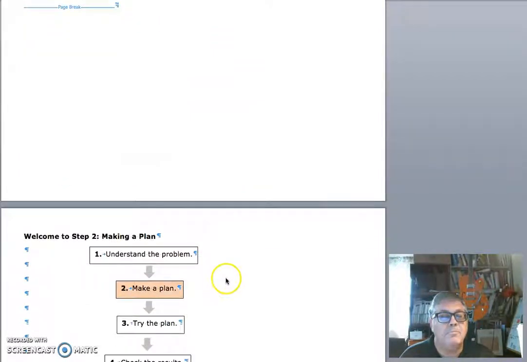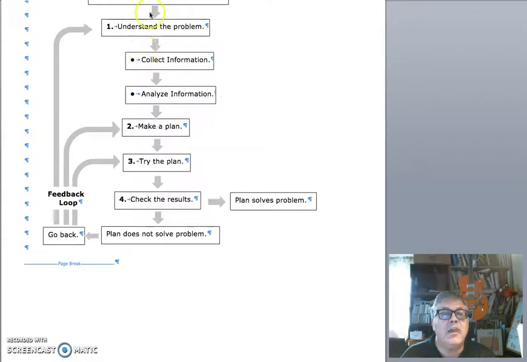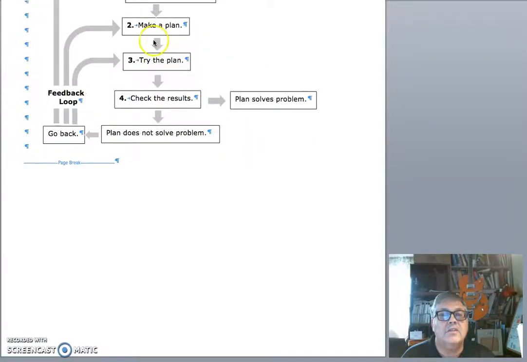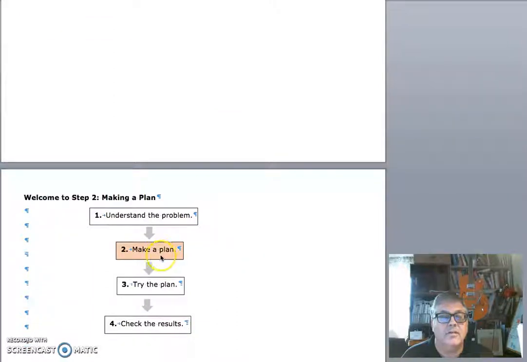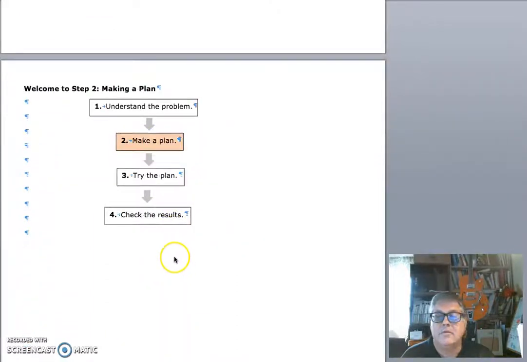Okay? So if we understand the problem by collecting information and analyzing information, that only gets us to step 2. That's as far as we've gotten in this part. So that's it for this part of the explanation of problem solving, and there's a second one coming up in just a minute.